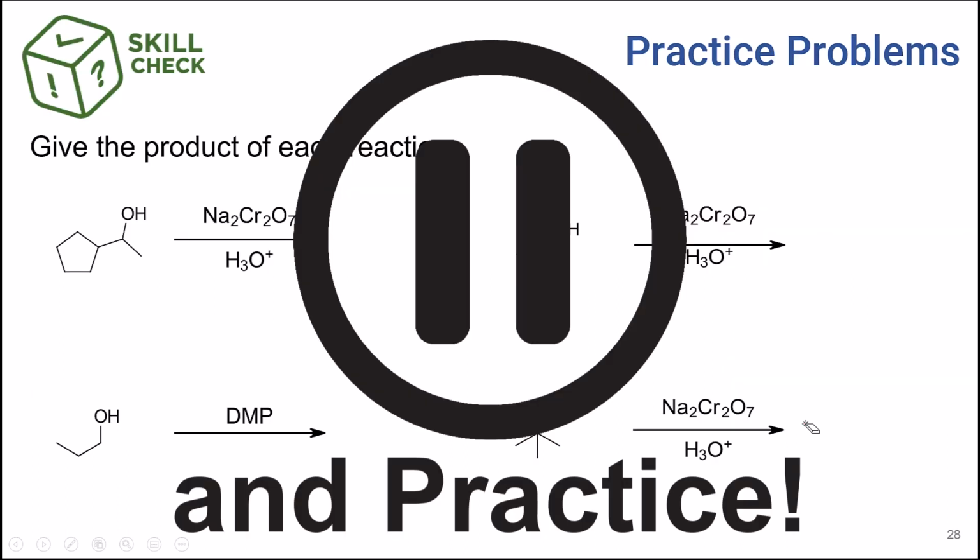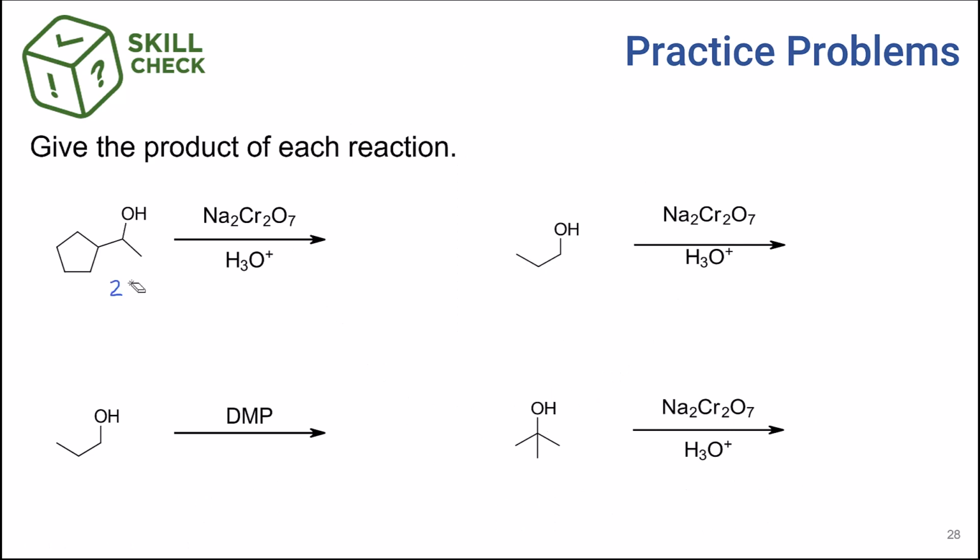So we've got some practice problems here. We have a secondary alcohol. We have one hydrogen here. That's going to get removed to leave us a double bond. So we'll get a ketone as the product. If we use Dess-Martin periodinane, this is the reagent that will oxidize our primary alcohol to a carbonyl, and it will stop at the aldehyde.